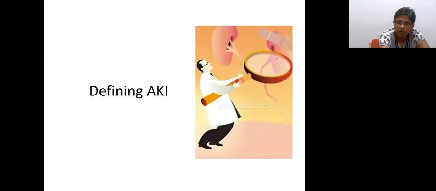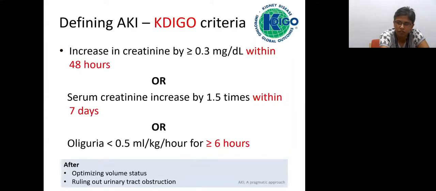How should we define acute kidney injury? Now, there have been many definitions, but this is now the most widely accepted definition. It's called the KDIGO criteria, and that stands for the Kidney Disease Improving Global Outcomes criteria.